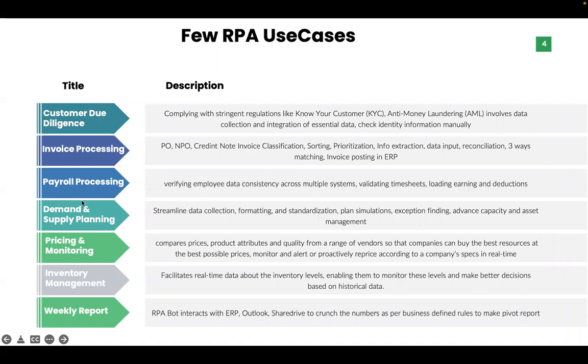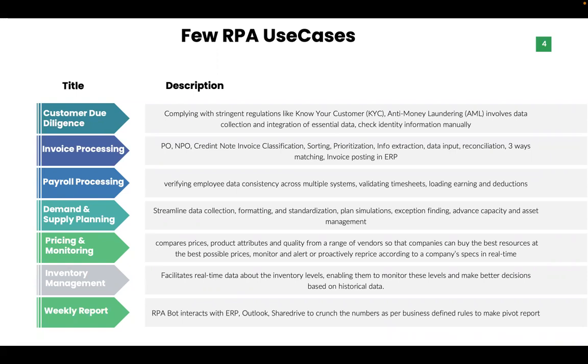And these are common use cases. If we have to do customer due diligence, there is a lot of information and many steps behind the checks. When you submit your document to an organization, they will be checking your information, like your first name, last name, and date of birth, and matching it with other information. They will also be checking your criminal record, and that's a manual activity, right? So all these activities can be done automatically without human intervention. And invoice processing, we already discussed. Payroll processing can be done automatically, and demand and supply planning, pricing and monitoring.